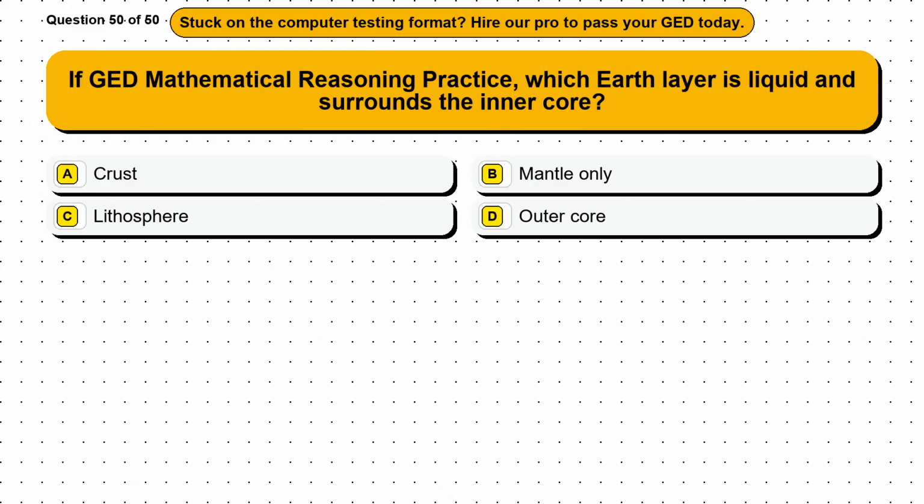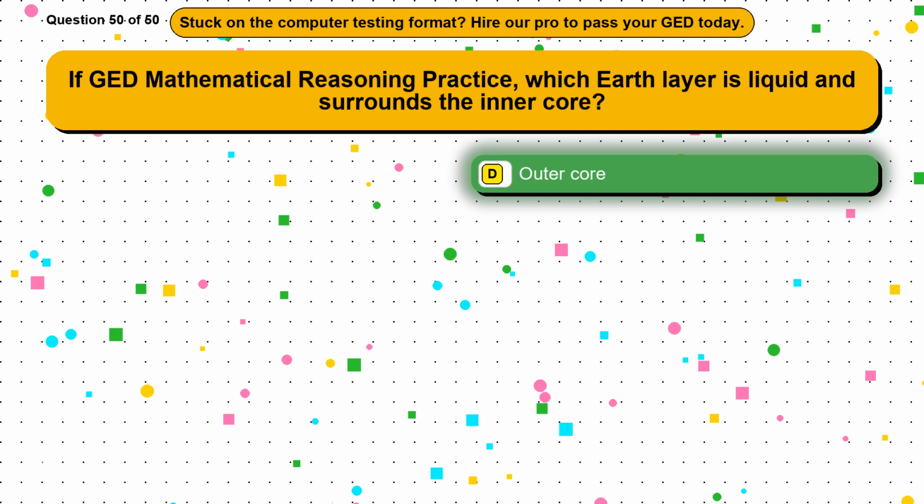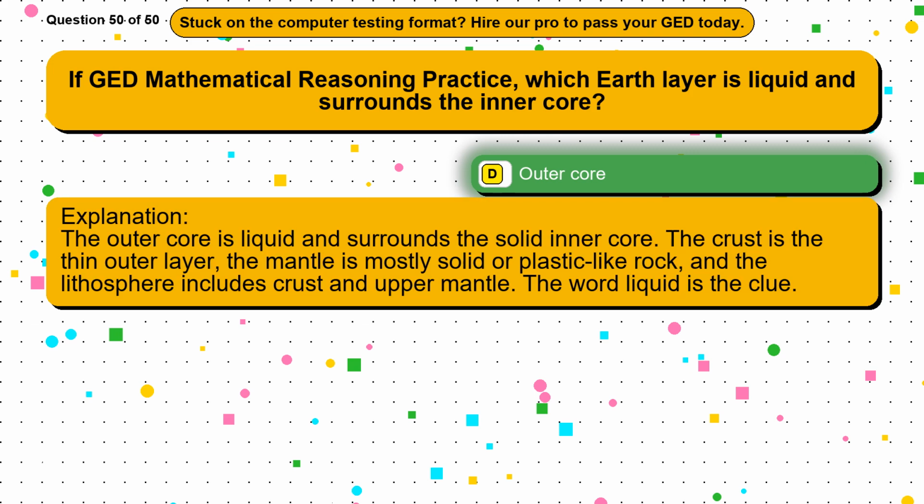Question 50. If GED Mathematical Reasoning Practice, which earth layer is liquid and surrounds the inner core? Option A, crust. Option B, mantle only. Option C, lithosphere. Option D, outer core. The correct answer is option D. Outer core. The outer core is liquid and surrounds the solid inner core. The crust is the thin outer layer, the mantle is mostly solid or plastic like rock, and the lithosphere includes crust and upper mantle. The word liquid is the clue.